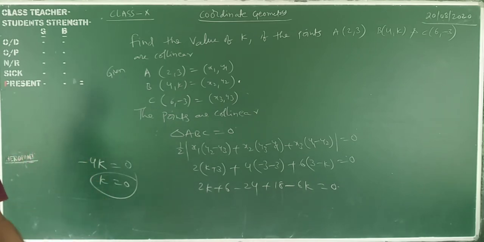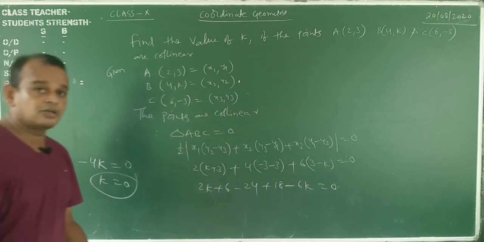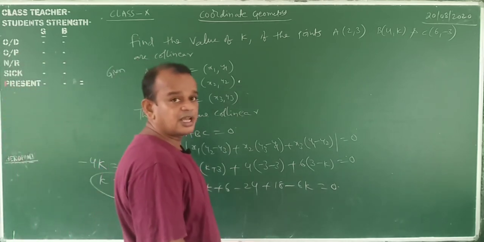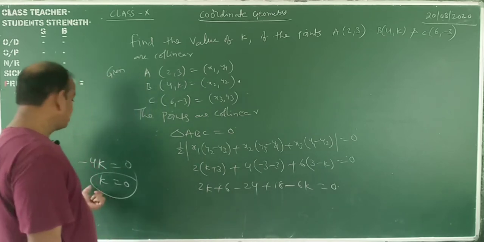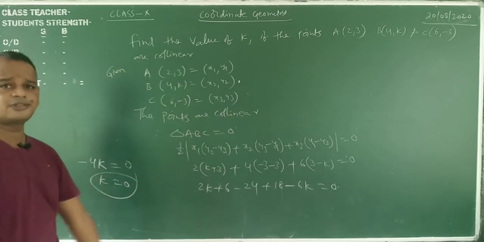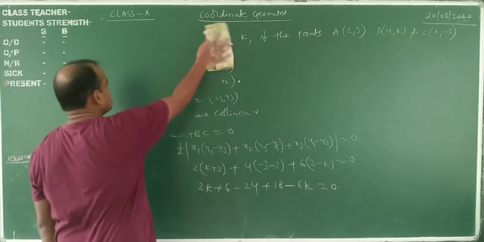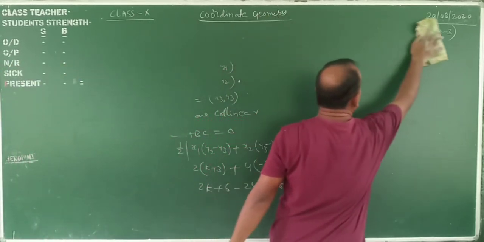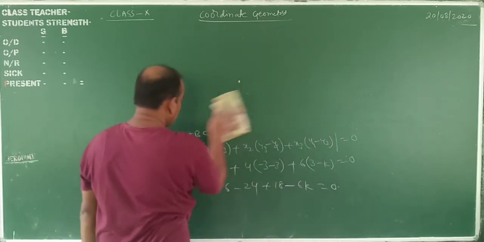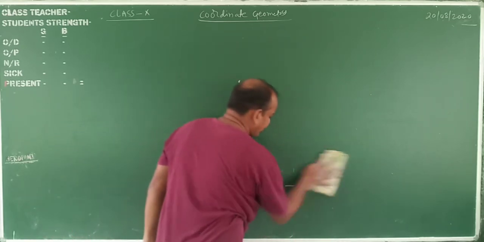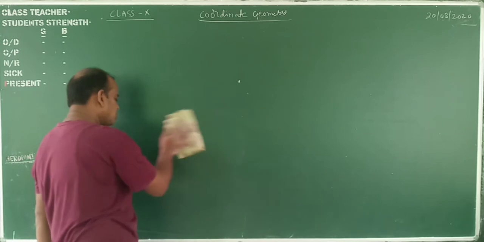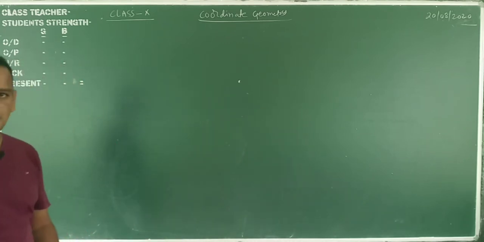Whenever the points are collinear, the area of the triangle must be equal to 0, which gives the k value. Very, very important questions. Okay, for any competitive exam purpose, this type of questions are very, very important. Next, we are going to the point of trisection. I explain only one problem for every model. Okay, please complete the remaining problems.